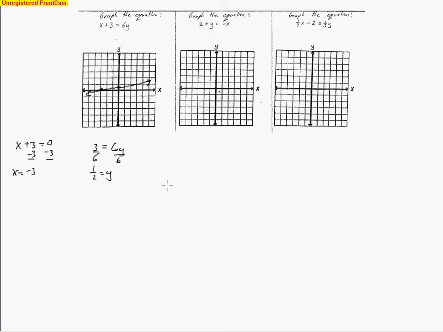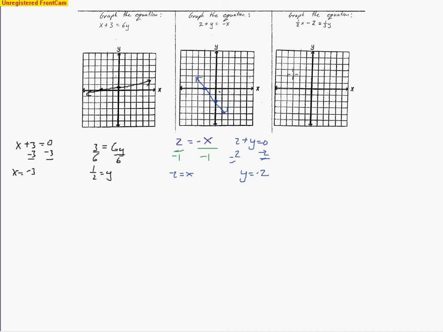And taking a look at our next one, I go ahead and set the y equal to 0. I'm left with 2 equals the opposite of x. So I still have to get rid of that negative sign, so I'm going to divide by negative 1. And that leaves me with my answer of negative 2 equals x. So I go 2 to the left, put the dot, and then I do the same thing for the next one. So I've got 2 plus y equals 0. So I just have to subtract that 2, and we get our answer that way. So y is negative 2. So 2 spaces down, put the dot, and draw the line between those points.